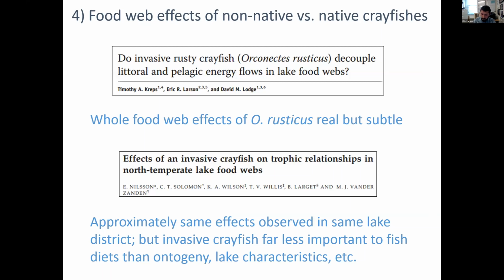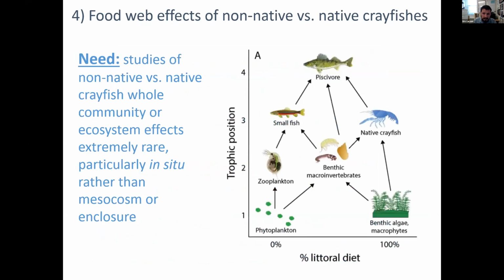But to my knowledge, these are the two studies that exist that have contrasted native to non-native crayfish whole community or ecosystem effects, especially in field conditions with things like stable isotopes. And so this is something that we could use more work on in systems where these types of contrasts are possible, either before-after impact studies, or a control-impact design of invaded and uninvaded lakes or streams.